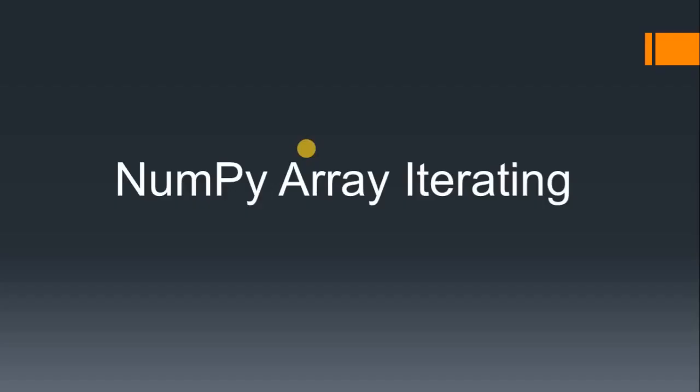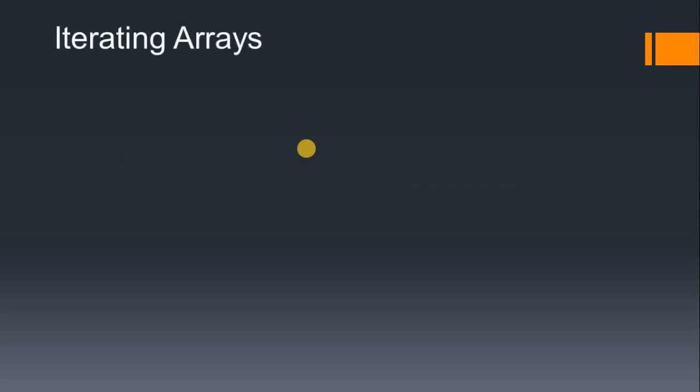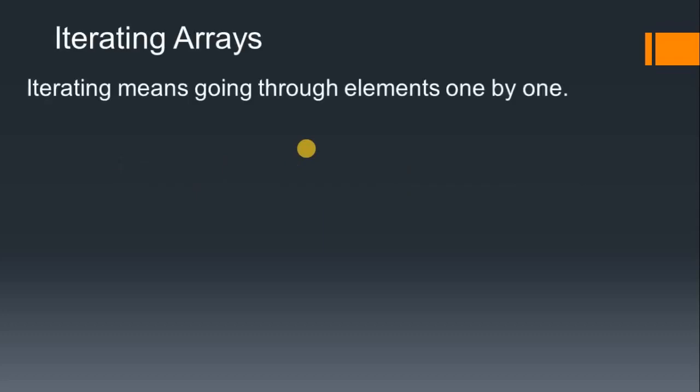Now we are in the next tutorial of NumPy and our topic is array iterating. So what is iteration? Array iterating means when we access the elements one by one, that is known as iterating. Iterating means going through the elements one by one, and for that in Python you may use a for loop, and you can easily iterate the elements one by one using the NumPy concept.